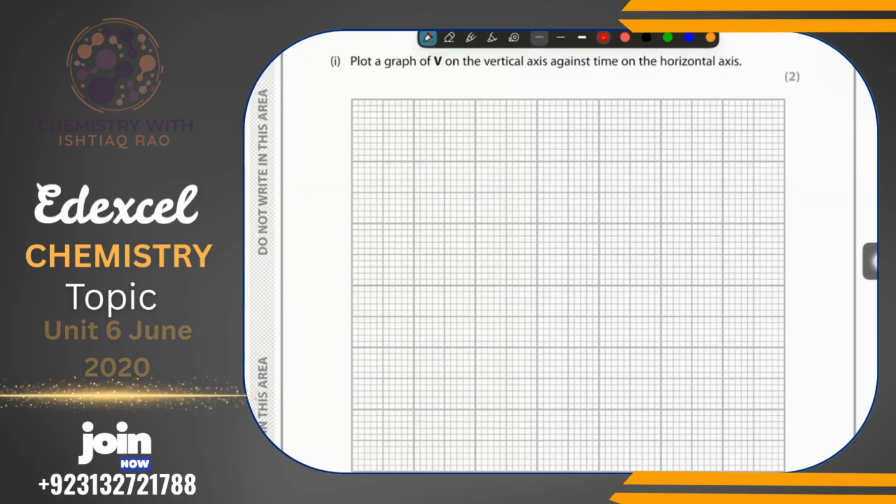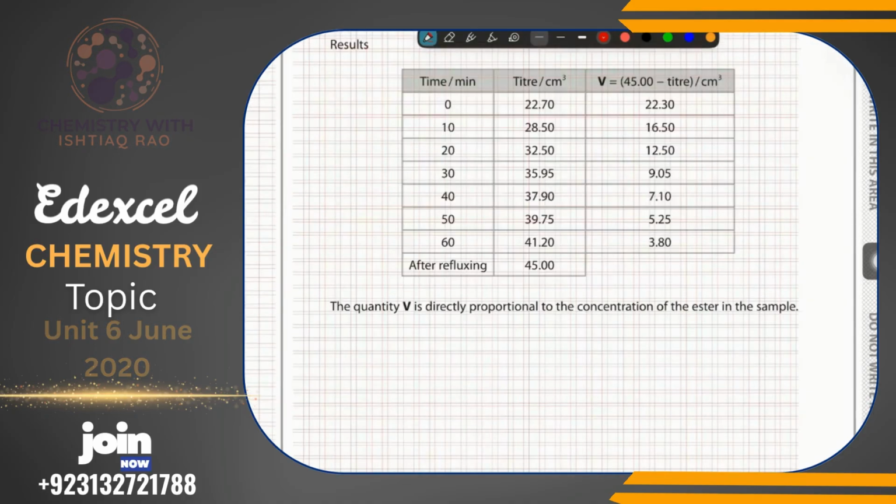Oh my God, it's 2 marks. It should be 6 marks, but even now it's only 2, 3 marks. One, two, three, four, five, six, seven. 7 points. So you have to plot it quickly.